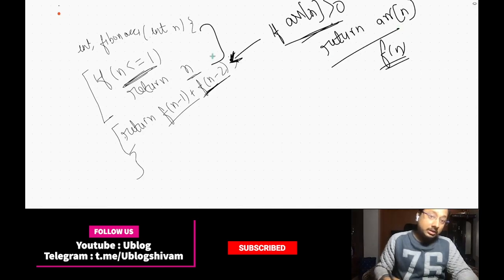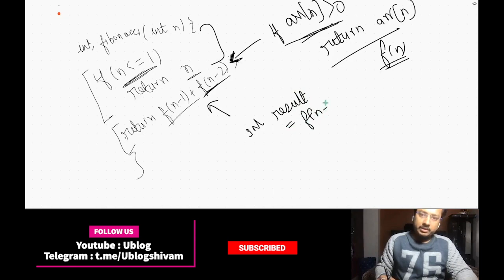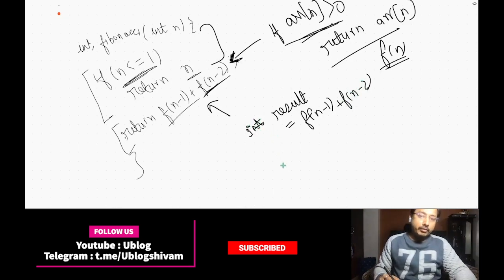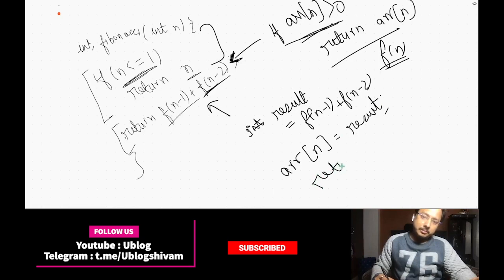And if it's not, then we calculate it. We say int result equals fn minus 1 plus fn minus 2. Since we have calculated a new value for fn, we now store it. So we store array of n equals result, and then we return the result.